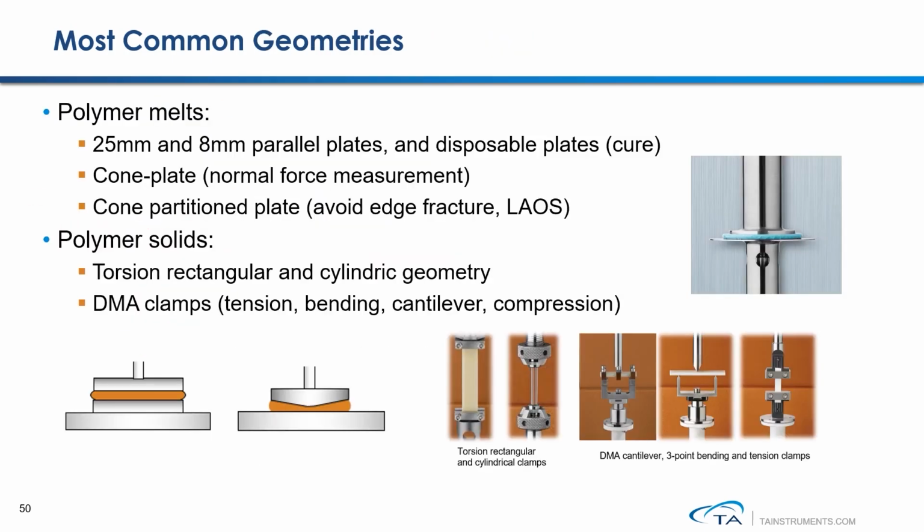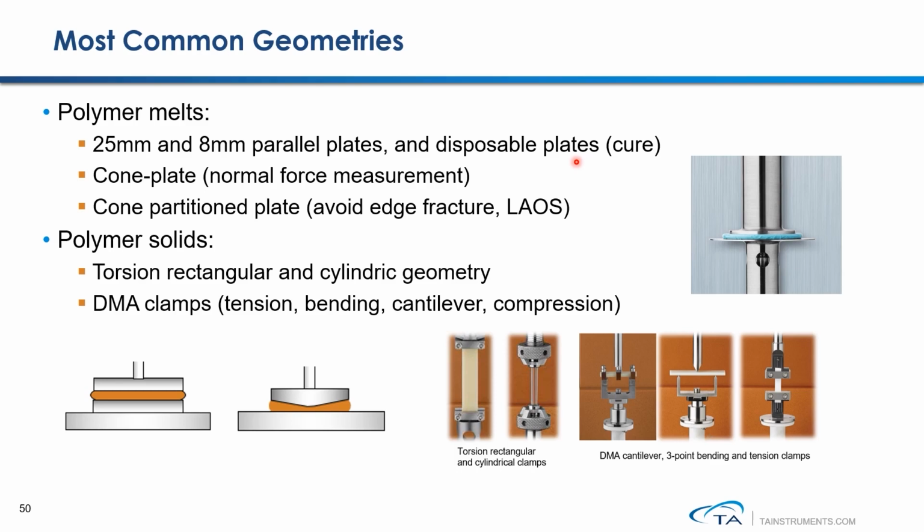Then, what geometry shall we use to measure polymers? If you want to measure the rheological property of polymer melts, then these 25 and 8 mm parallel plates are the most commonly used geometries. If your goal is to monitor thermal setting polymer curing, you need to use a disposable parallel plate. At TA Instruments, we provide our customers with a variety of different sizes of disposable plates. The diameters vary from 8 millimeter, 20 millimeter, 25 millimeter, all the way to 40 millimeter.